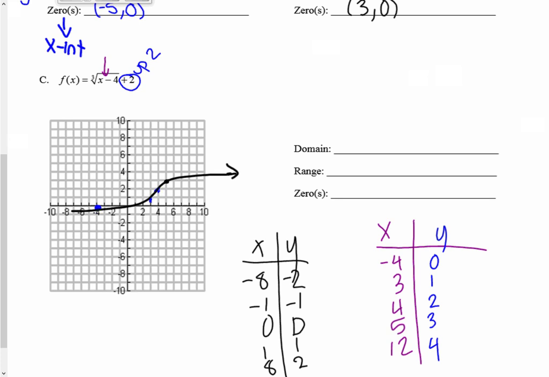Connect your points. Our graph again has a domain of all real numbers going to the left and right, a range of all real numbers going up and down, and then I have my x-intercept, or our zero, at (-4, 0).